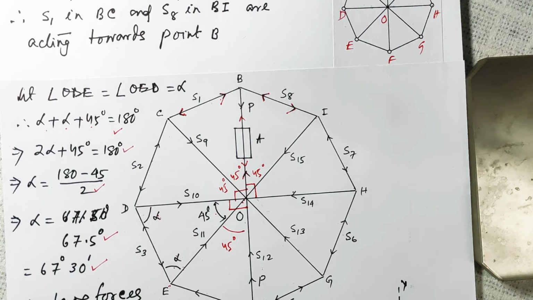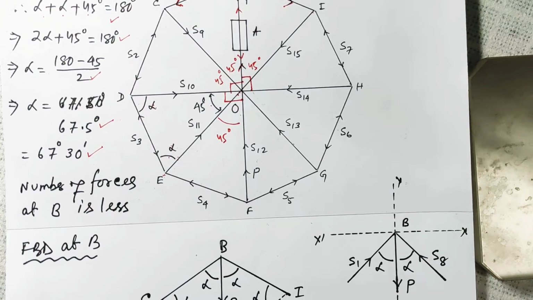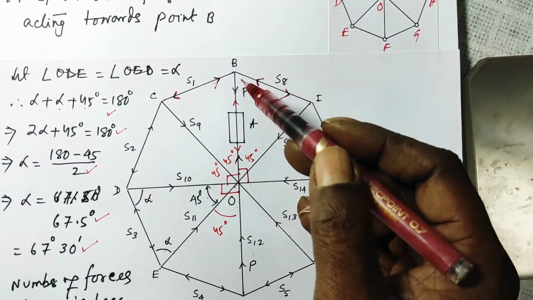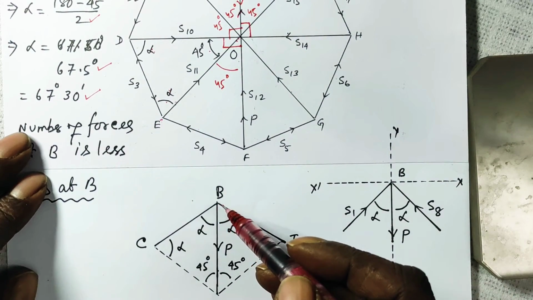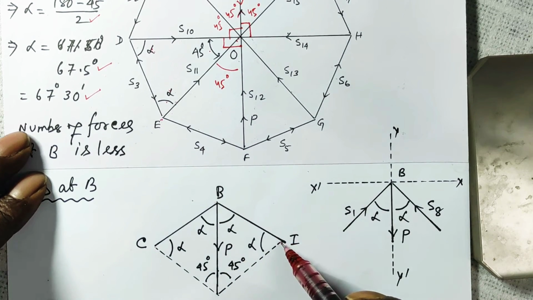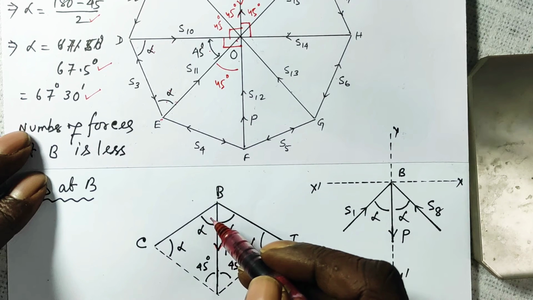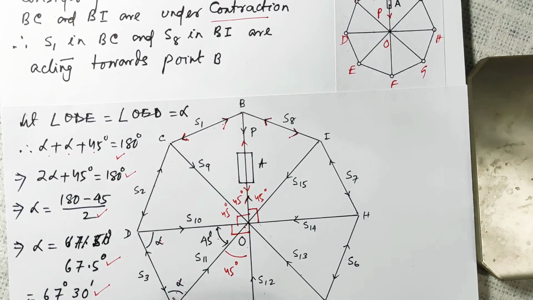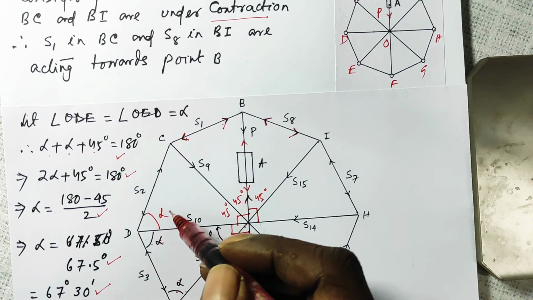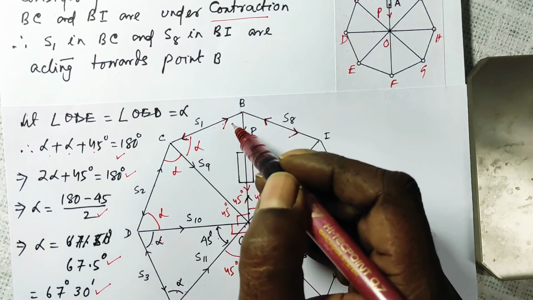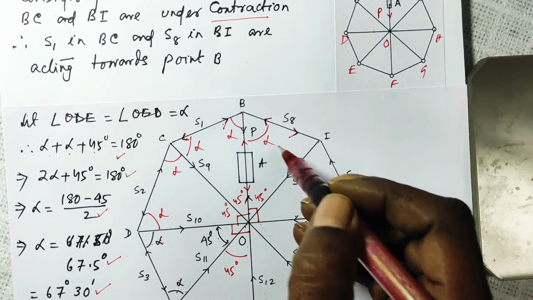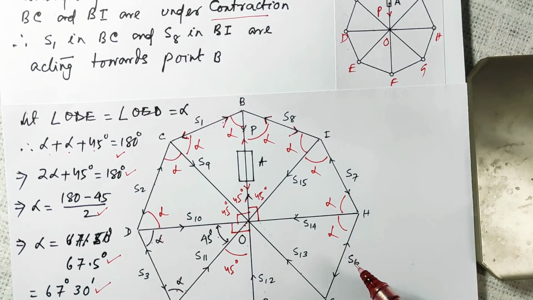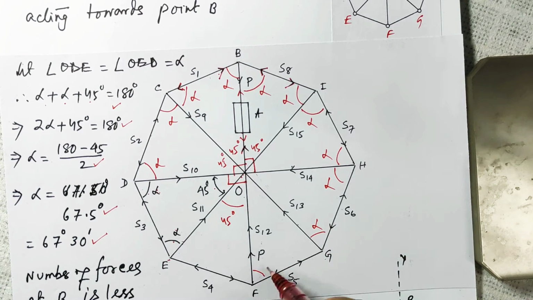So, considering point B where there are the minimum number of forces, I have redrawn a diagram for you, the free body diagram. This is the same as your point B. That is shown here. This is your BC, this is your BI, this is your P, and this angle is also alpha, as I explained here. All these angles are the same alpha.